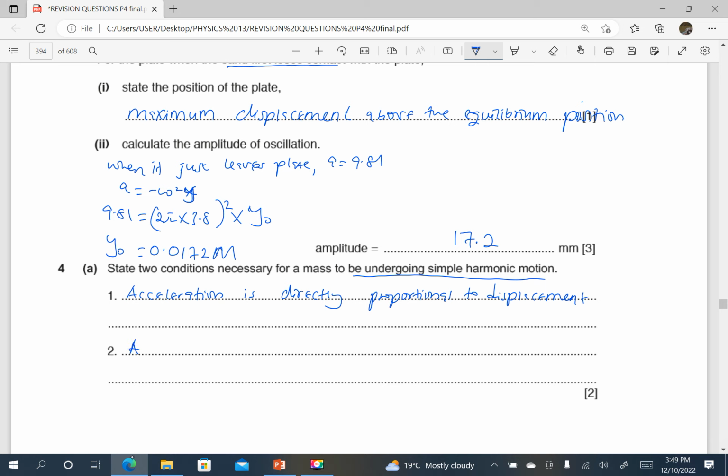Number two, acceleration is directed towards the fixed point, or acceleration and displacement are always in opposite directions. So those are the two conditions for the mass to be undergoing simple harmonic motion.